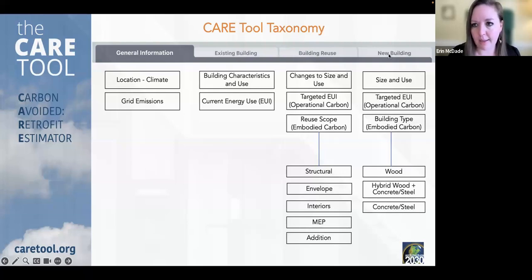And then finally on the new building tab, same concept, right? If we are going to tear this building down and build something completely new, what is that going to look like? And then again, there are some questions that'll determine operational energy and emissions, and some questions that'll help answer the embodied carbon questions.